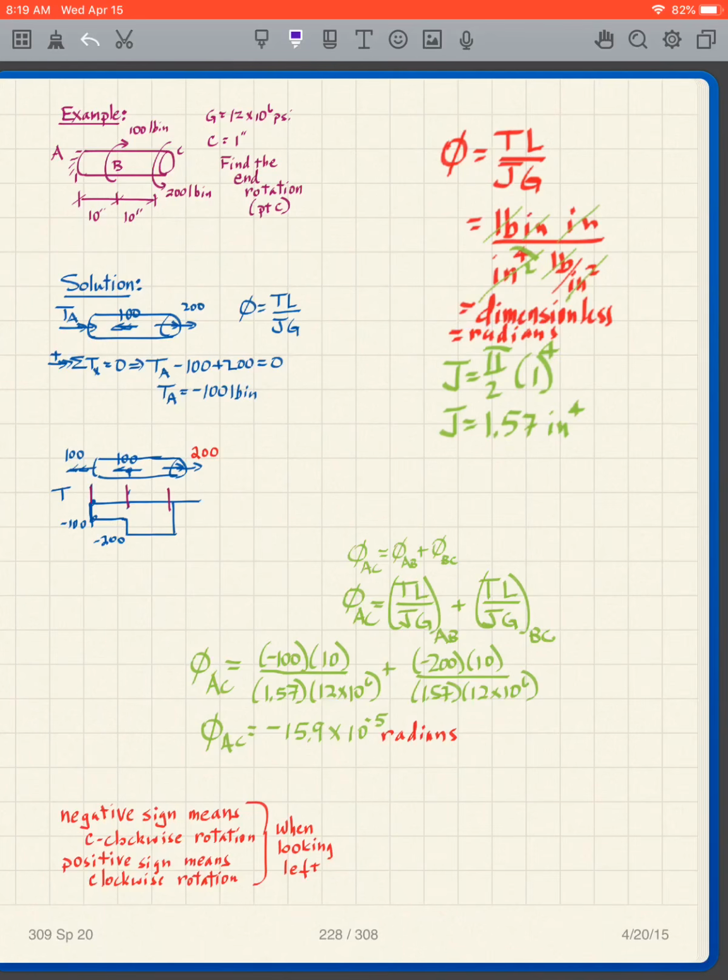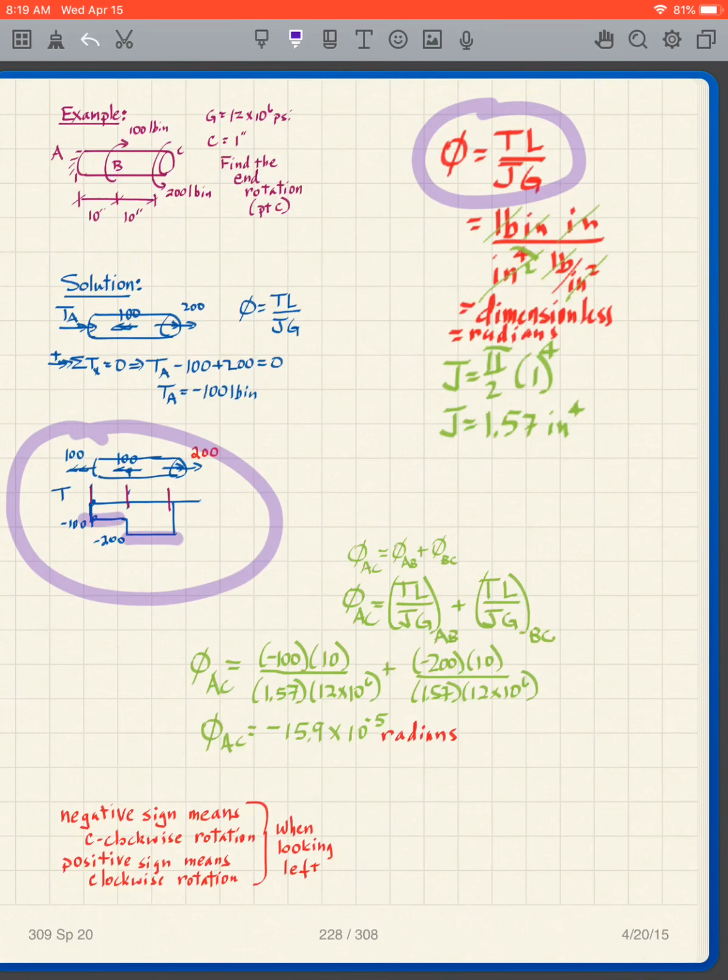We did this problem where we came up with J. I'm not going to do it. It's pi over 2 times C outer to the fourth. It's a solid cylinder, so we get that value of J. All right, now we have this issue to a certain extent. We have our torque diagram, and what we learn, of course, is that torque is not constant. It's negative 100 in that region. It's negative 200 in that region. So how do we handle that when we apply this TL over JG equation?